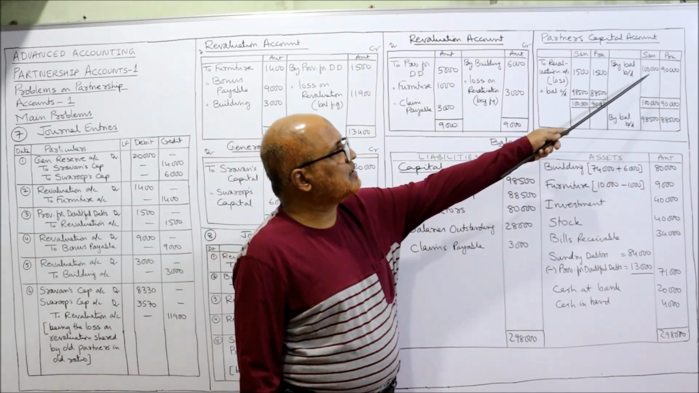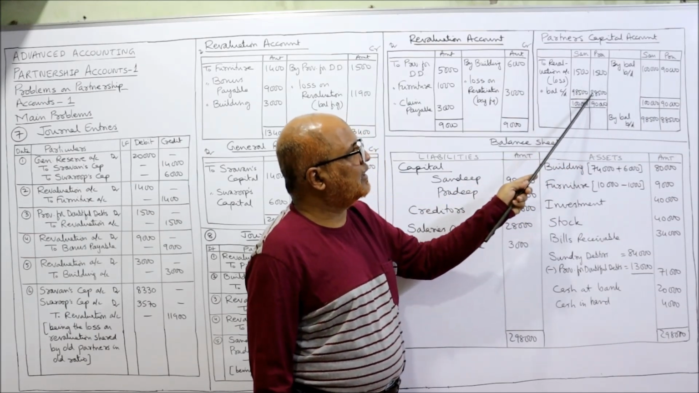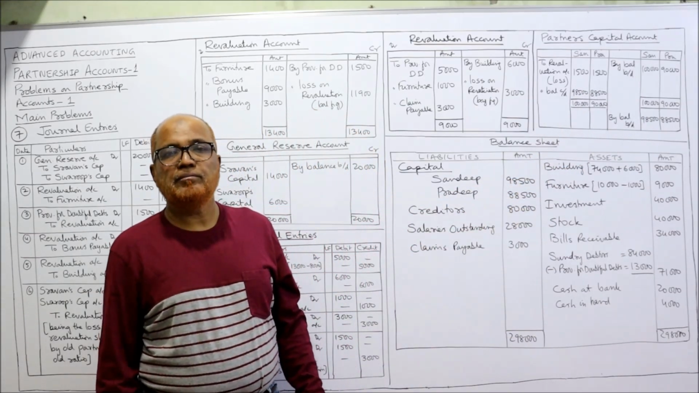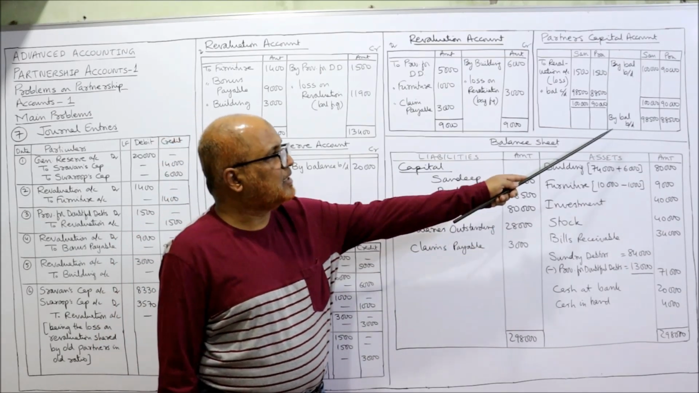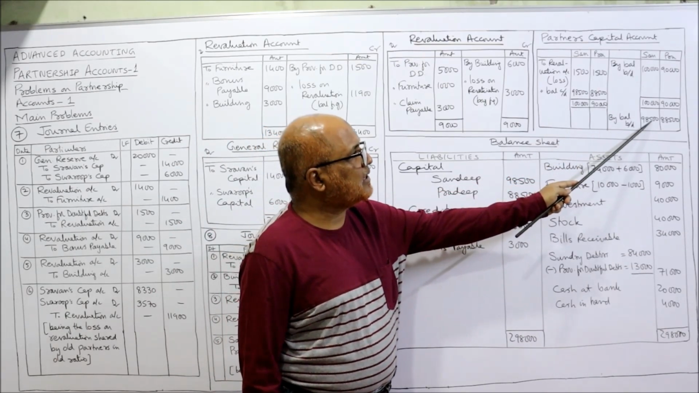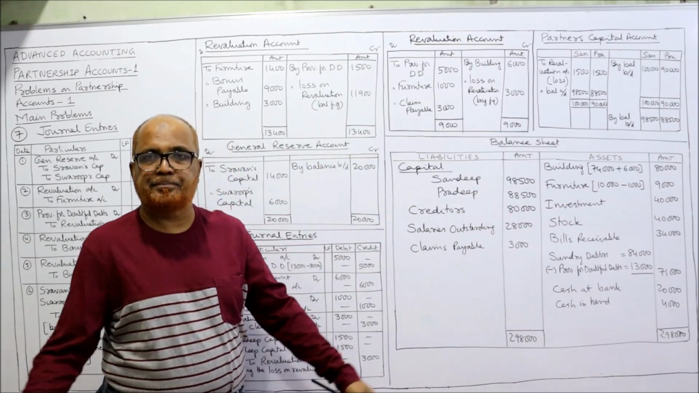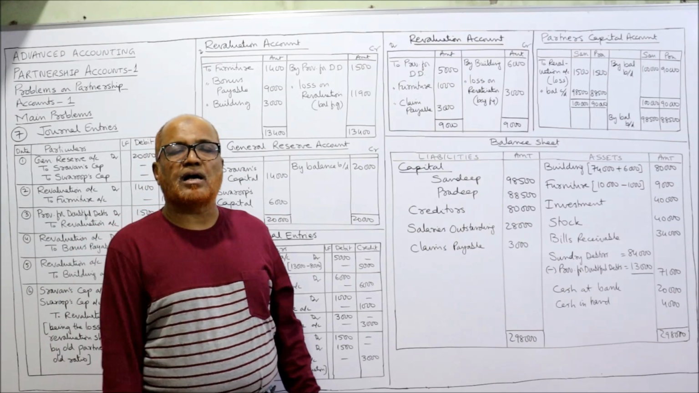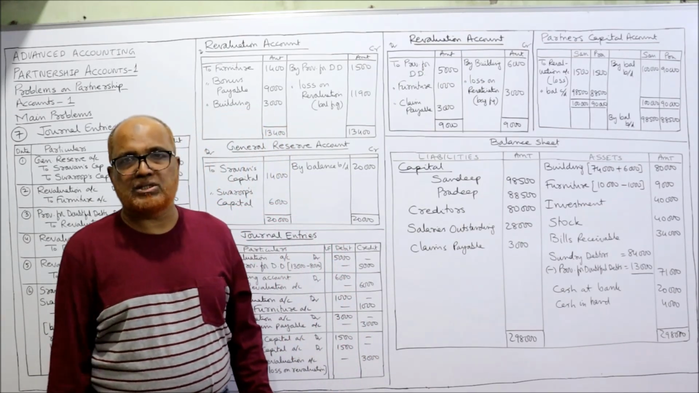Similarly, before adjustment, Pradeep's capital was 90,000. So 90,000 minus 1,500, 88,500 is the capital of Pradeep after adjustments. This is the new capital brought down. This is carried down, this is brought down. 98,500 capital of Sandeep and 88,500 is the capital of Pradeep. That's it. Now it is asking you to make the balance sheet after making all the adjustments.